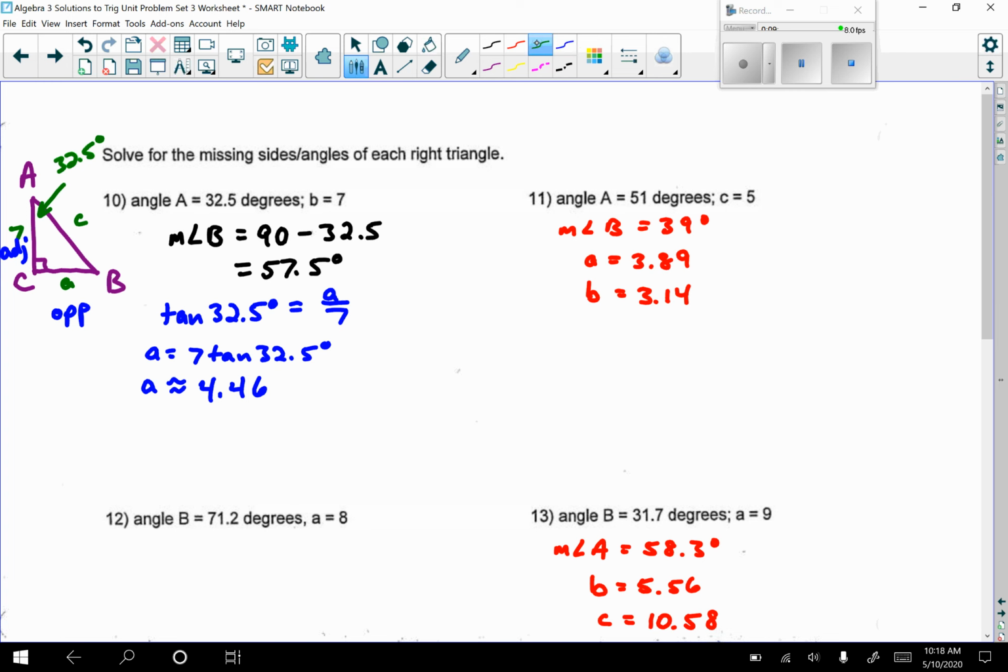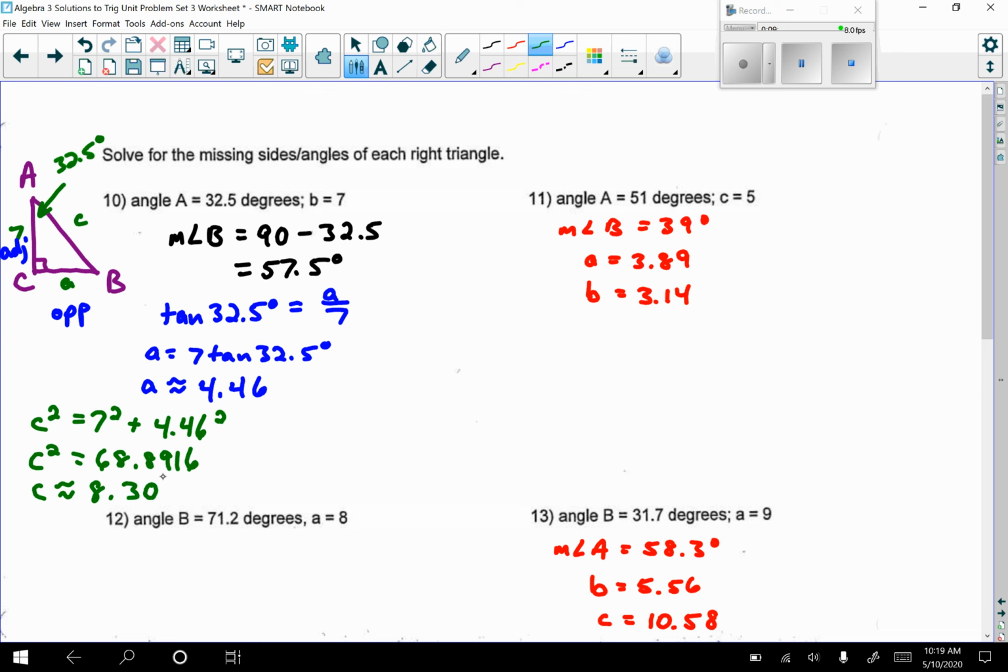All right, so to find side C, we could just use the Pythagorean theorem. So we could say C squared is going to equal 7 squared plus 4.46 squared. Getting a total for that, we get about 68.8916. And then C is approximately 8.30.